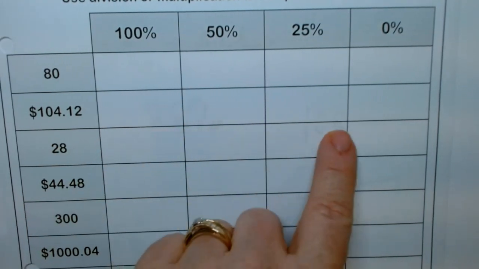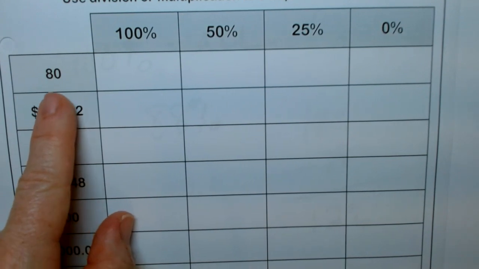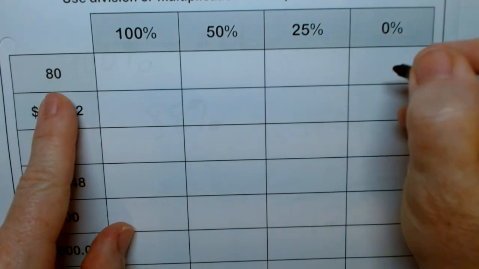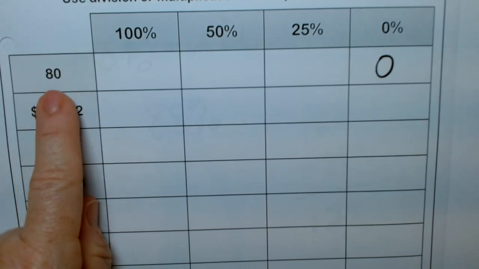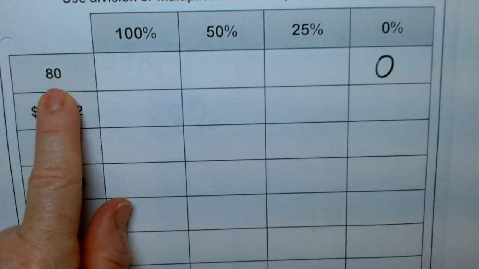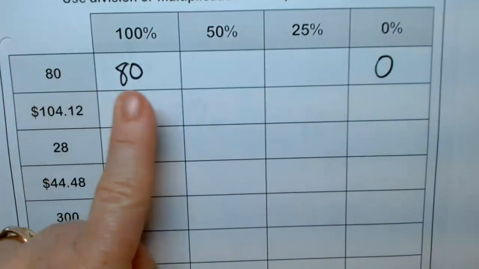Okay, so if I said 0% of 80 elephants, how many elephants have you got? 0. If I said you have 100% of the elephants, how many elephants do you have? Yeah, it's easy, right? 80. Okay, what about these other ones?